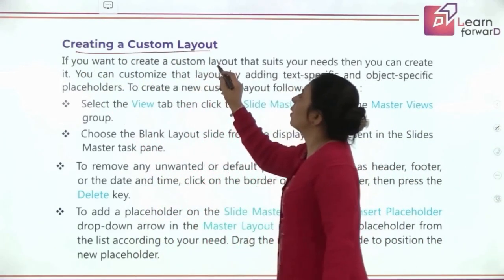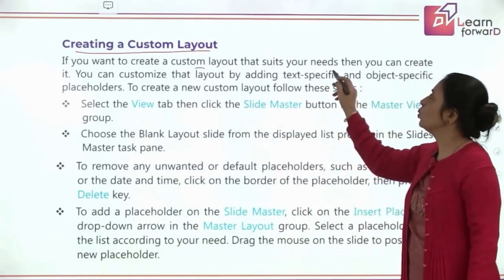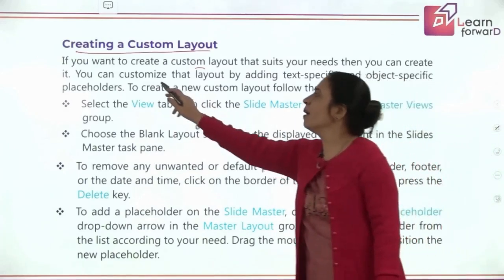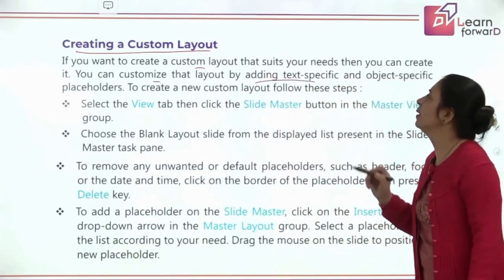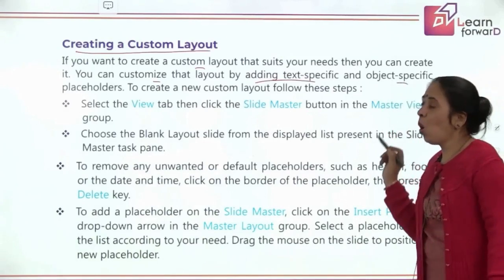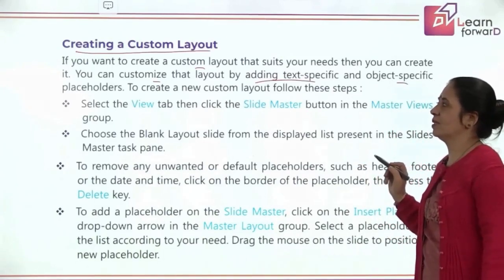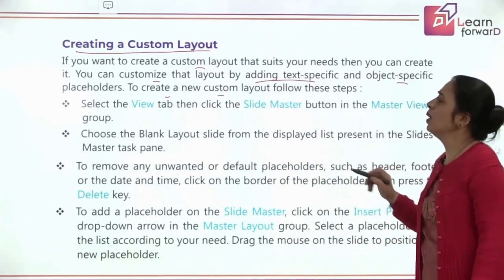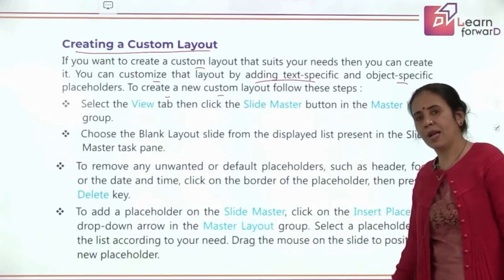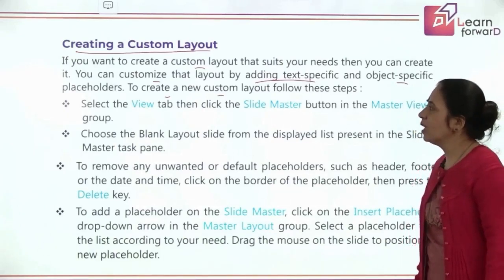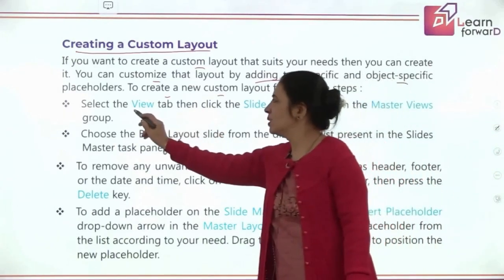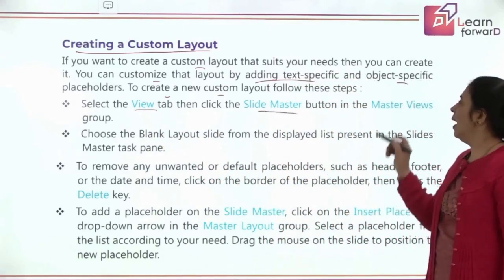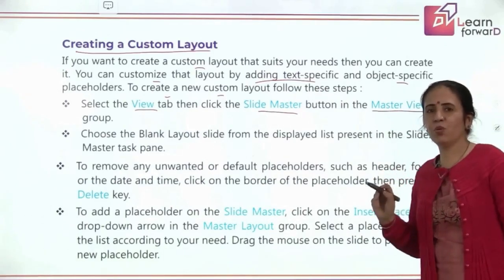Now, creating a custom layout. Children, when you want to create a custom layout that suits your needs, you can customize that layout by adding text-specific and object-specific placeholders. For that, if you want to create a new custom layout, I'm going to tell you the different steps to be followed. So first thing is just select the View tab, click on the Slide Master button which exists in the Master View group.